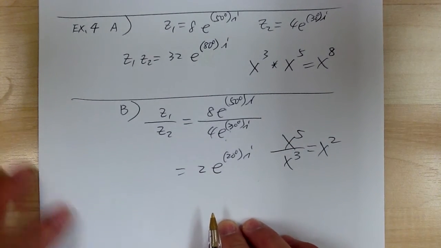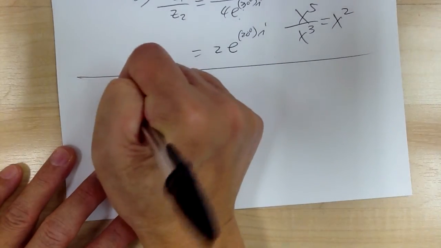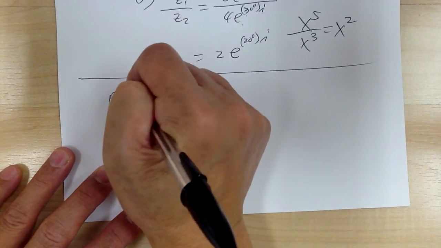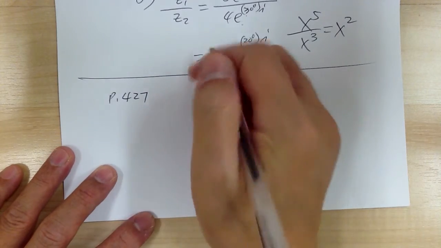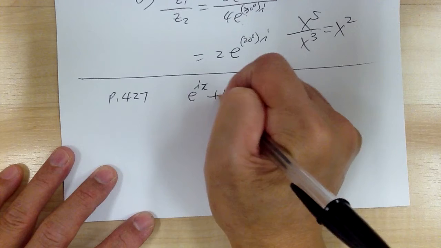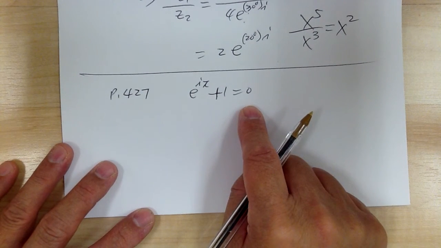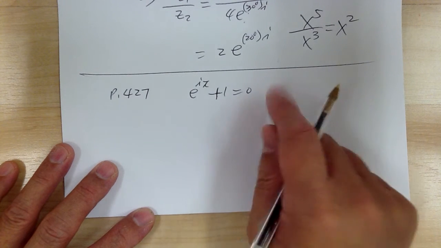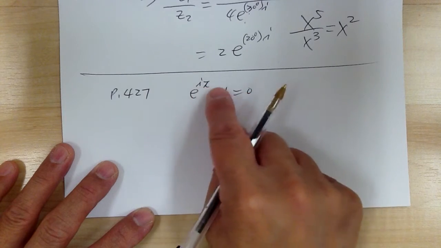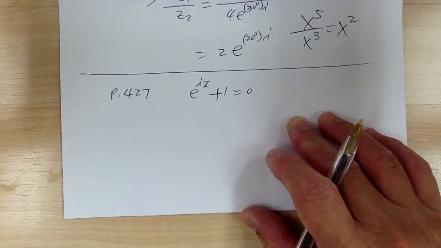And just a note at the bottom of page 427. That's the equation: e to the i pi plus 1 equals 0. What's so significant about this equation is that it involves five of the most important numbers in the history of mathematics: 0, 1, e, i, pi. These are five of the most important numbers in mathematics, and they're all tied into one equation.